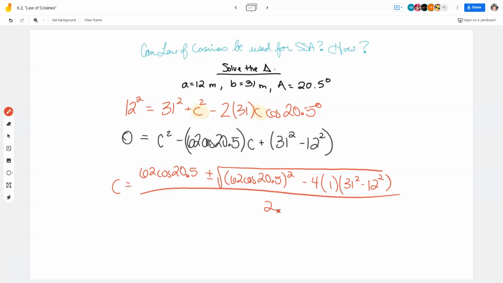Did I follow the formula? Am I being very precise? Just use that as C.